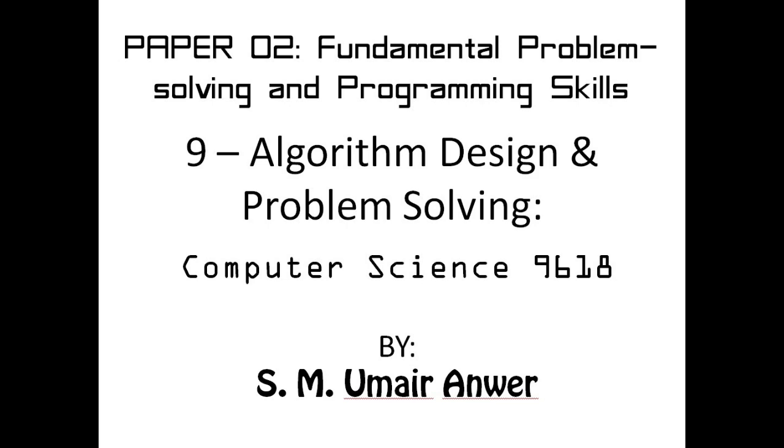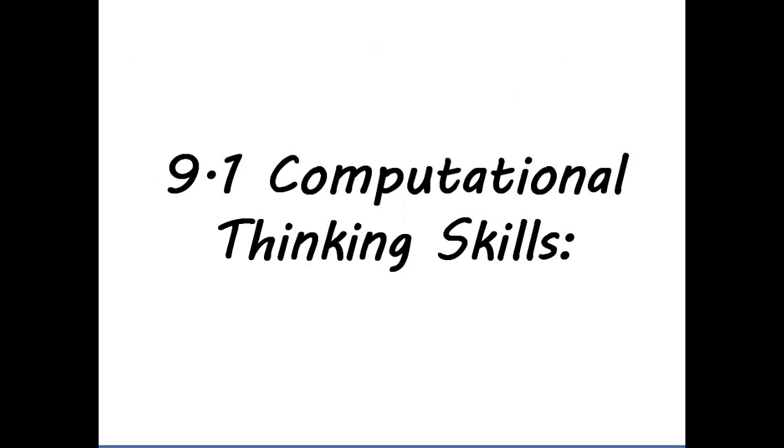Welcome to another lecture for Computer Science 9618 AS level, and today we are going to start the contents for paper 2, fundamental problem solving and programming skills. The first section we have in paper 2 is section number 9, algorithm design and problem solving. Today we are going to start our discussion on 9.1, that is computational thinking skills.